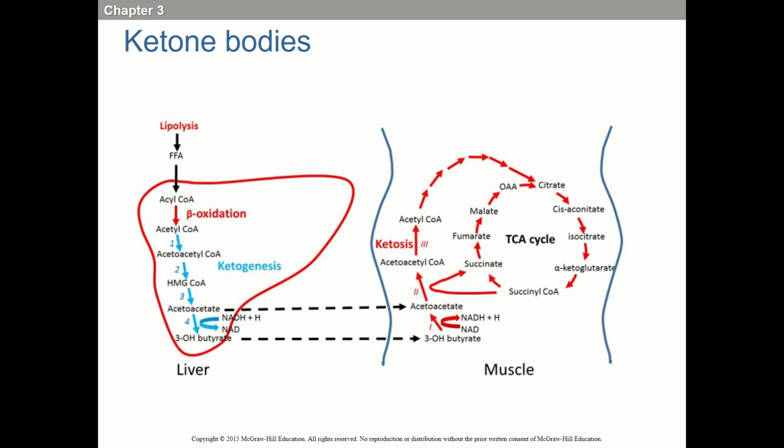These days, a lot of people talk about the ketogenic diet in many ways, and most people don't even know what ketones are. Does anybody know what a ketone is? No? Like not at all? Okay.